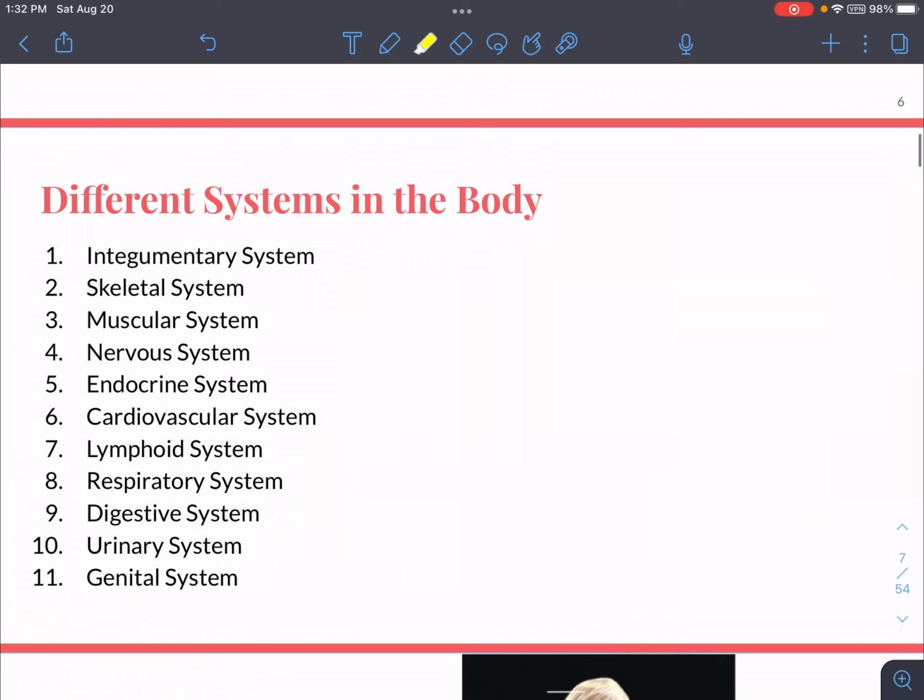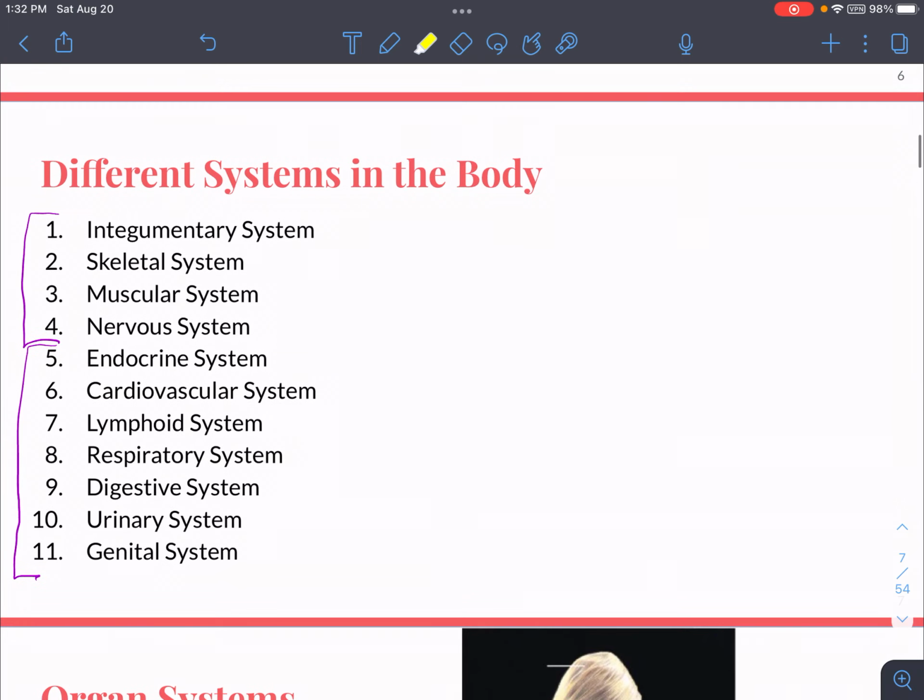So here's a list of the many different systems in the body. Between Anatomy 1 and Anatomy 2, we are going to cover every one of these systems in depth. Anatomy 1 will cover 1 through 4. Anatomy 2 will cover 5 through 11. Just so you have an idea. But let's get a quick overview of what these different systems are.